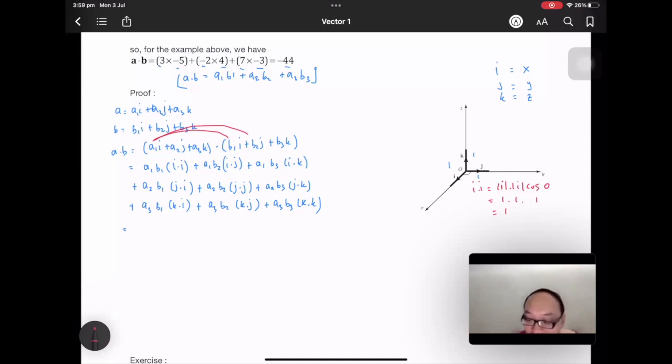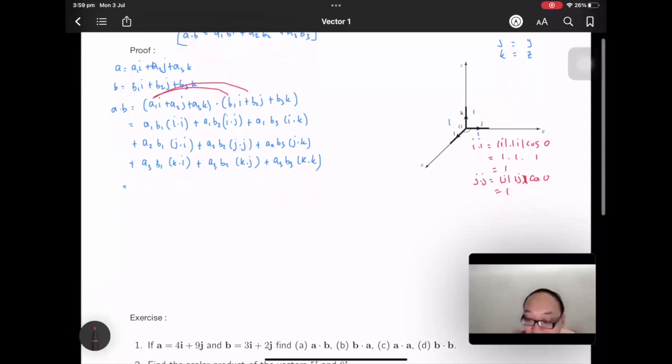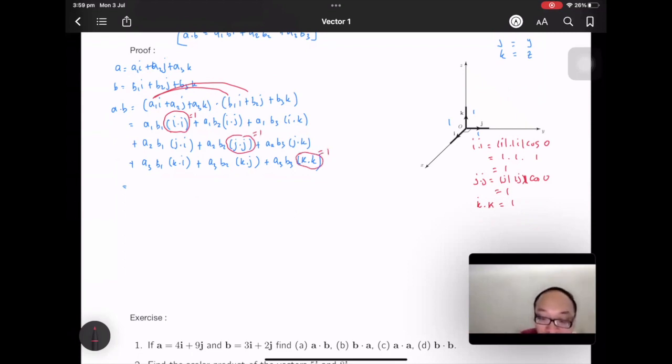And that is analogous to j dot j. This is the magnitude of j times the magnitude of j times cos 0, which equals 1 as well. And k dot k is also equal to 1. So we know that i dot i equals 1, j dot j equals 1, and k dot k equals 1. How about the others? i and j, i and k, j and k.